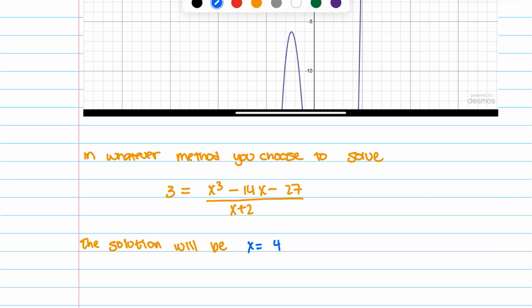And so in whatever method you choose to use to solve the equation 3 is equal to x to the power of 3 minus 14x minus 27 all divided by x plus 2, you'll end up with the same solution, which is x is equal to 4.88.